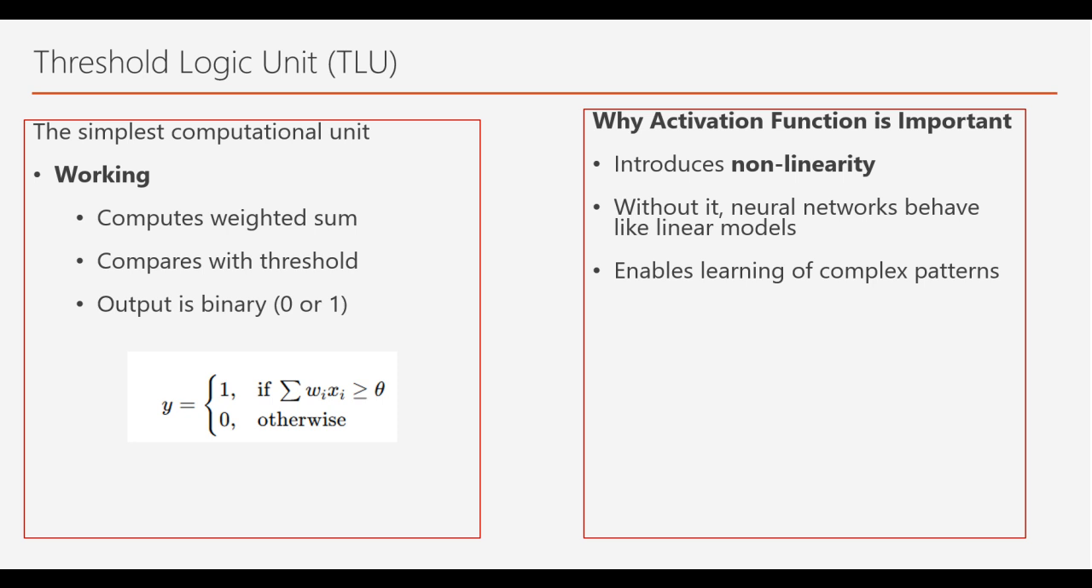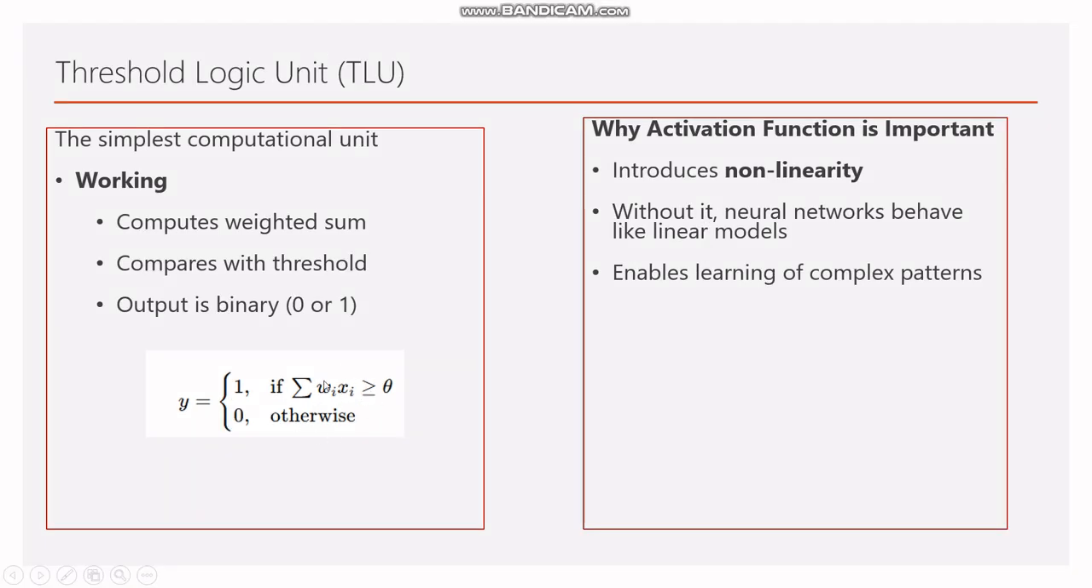It is the simplest computational unit. Here we do not have the bias, the formula is the same, and the output will basically be binary, 1 or 0.